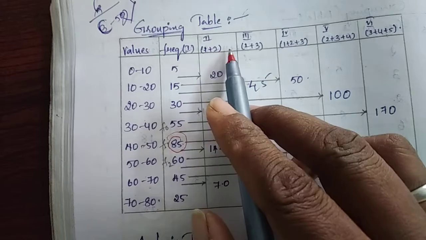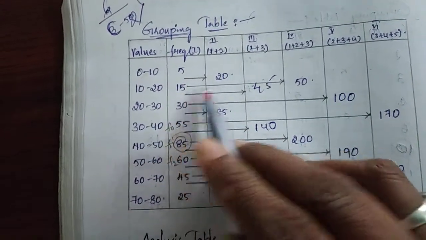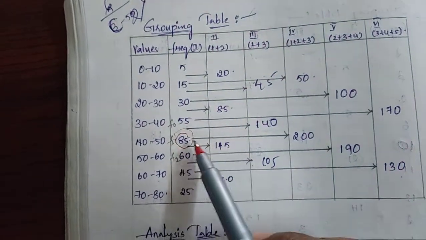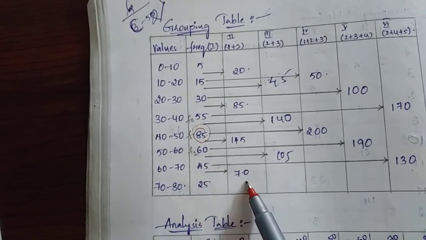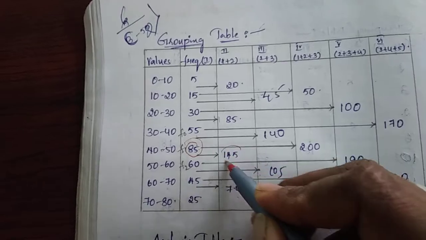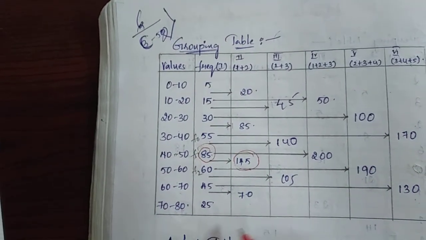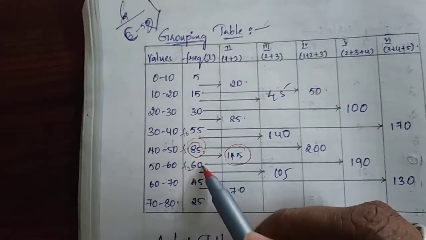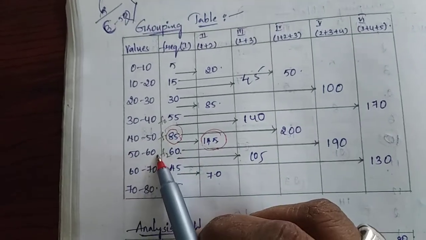Second column is 1 plus 2, nothing but 5. 5 plus 15, how much? 20. Next 30 plus 55, 85. 85 plus 60, 145. 45 plus 25, 70. In this, which is the higher value? 145 is the higher value. How did we get the 145 here? By adding 85 and 60 we got the 145. So 85 and 60, where are they lying? They are lying between 40 to 50 and 50 to 60.